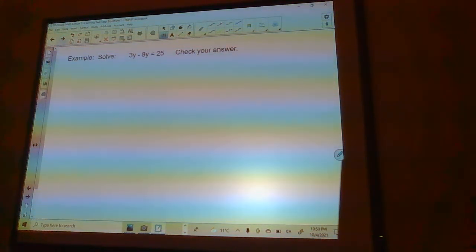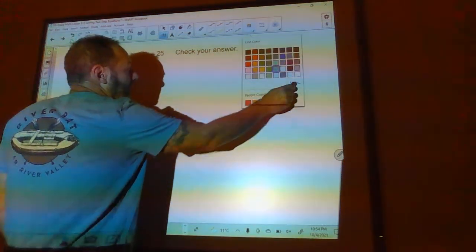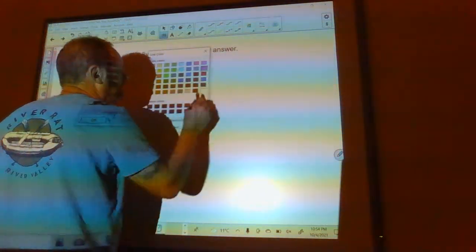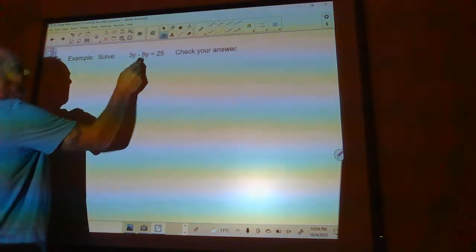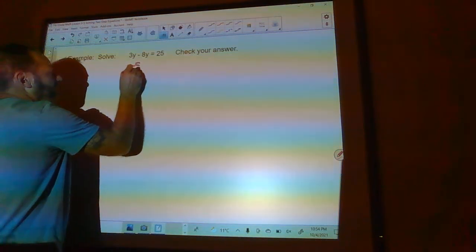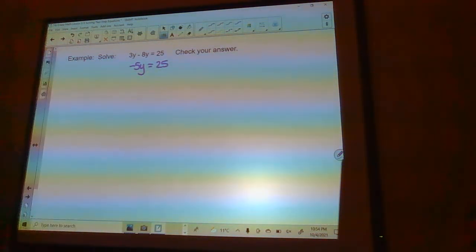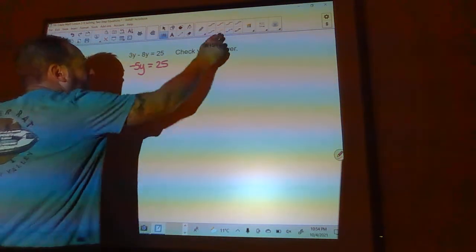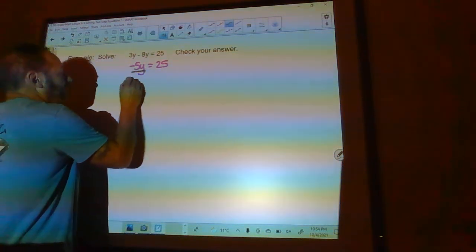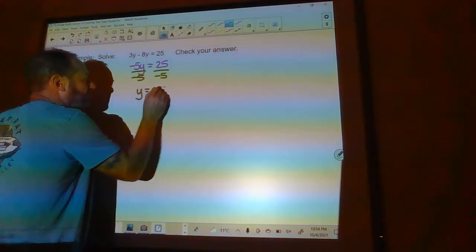Okay, 3y minus 8y is 25. Check your answer. Okay, so we're going to solve this. First thing I want to do is I got like terms here. So 3y minus 8y is negative 5y. And that equals 25. So there's my first step on this one. My second step would be to divide by negative 5. And y would equal negative 5.